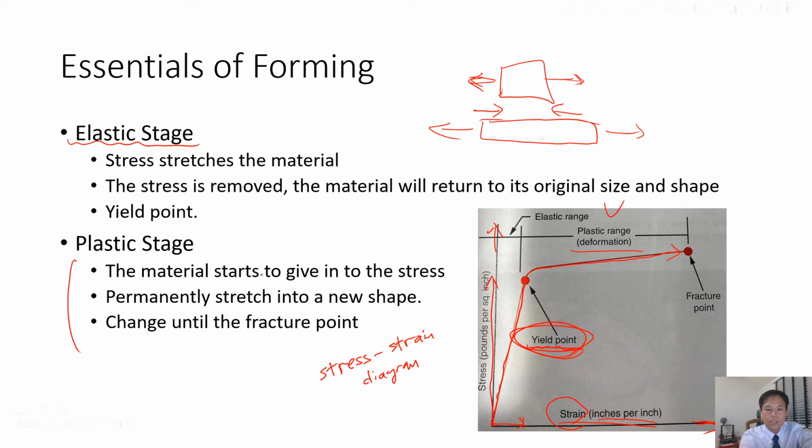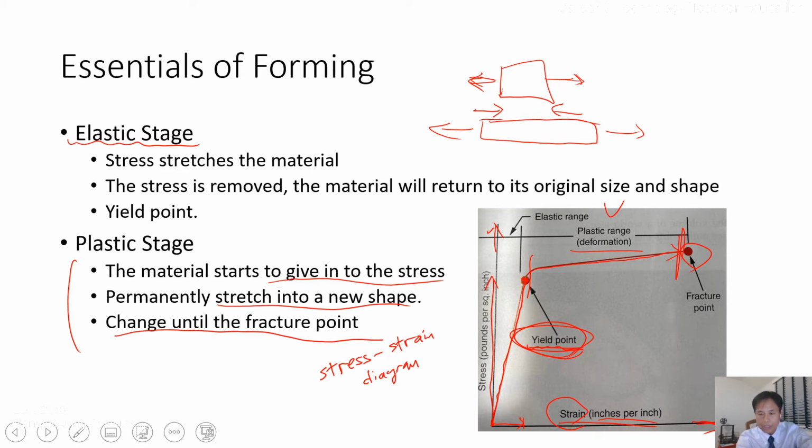The material starts to be given stress and permanently stretches into a new shape and changes until a fracture point, until it breaks. So this area is so important when we form an object, because this range is our forming range. So when you change a certain object, we work in this range, right?